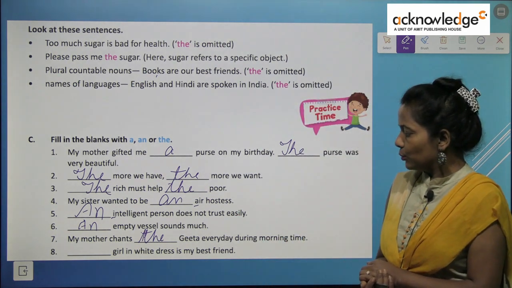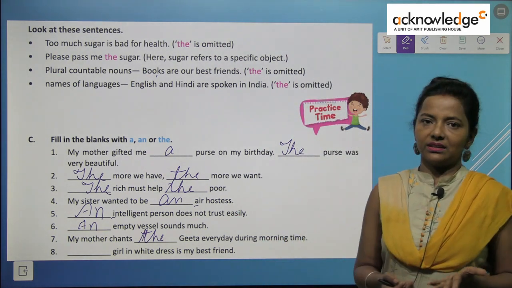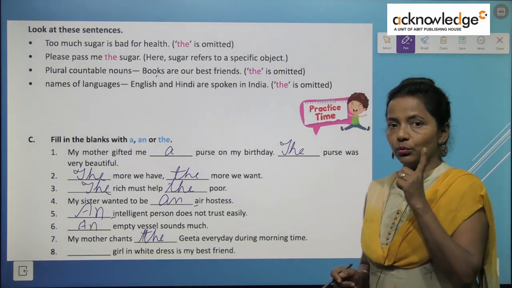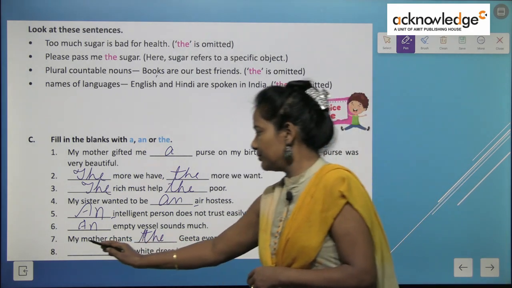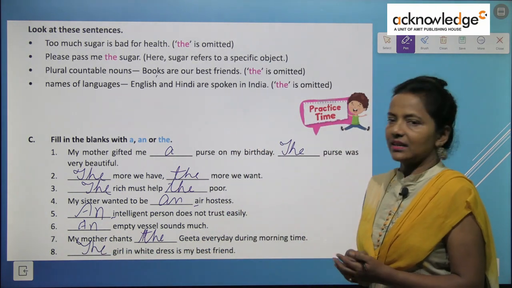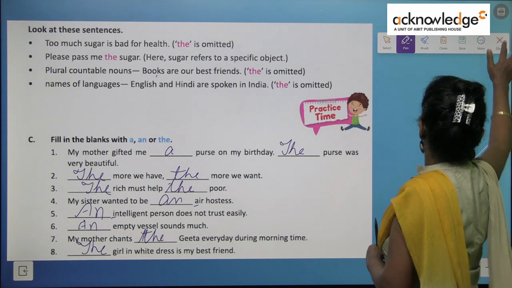Dash girl in white dress is my best friend. Again we are pointing out to a particular girl who is in white dress. So a definite article has to be used. The girl in white dress is my best friend.